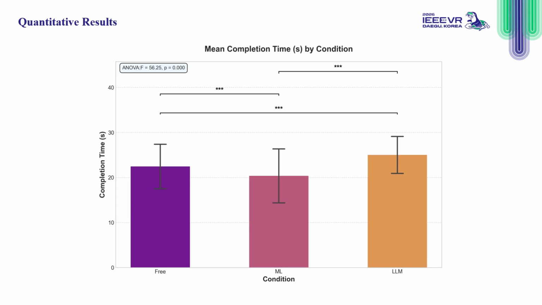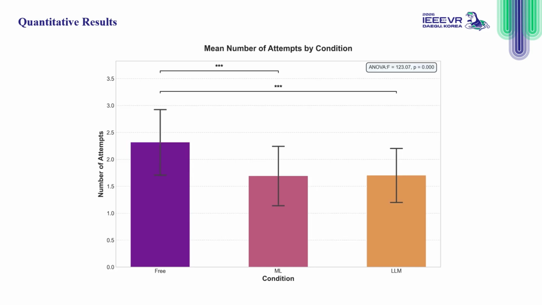ML-based search resulted in the fastest performance, followed by the baseline, while the LLM-based condition was the slowest due to additional processing time required for unstructured outputs. Both ML-based and LLM-based search significantly reduced the number of attempts compared to free search, with no significant difference between the two adaptive methods.